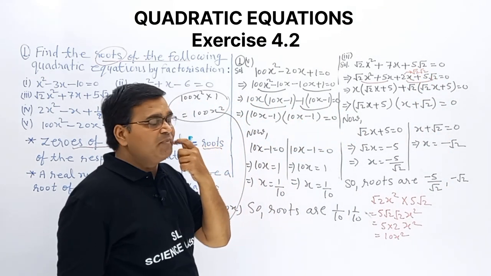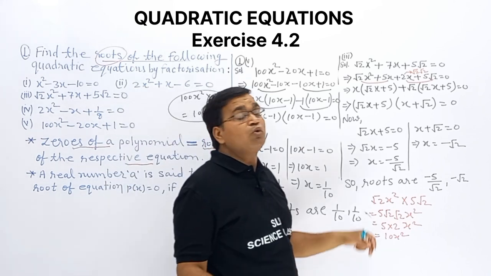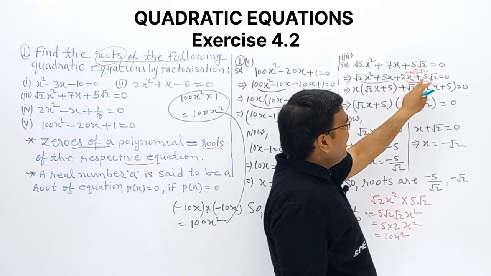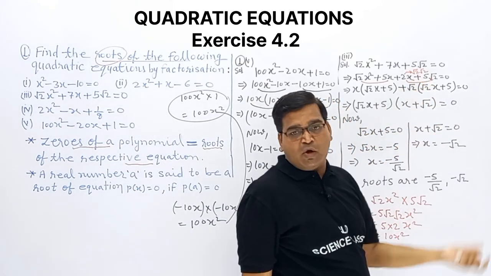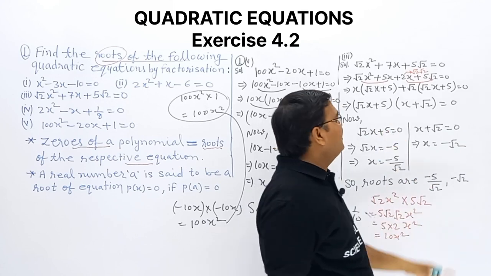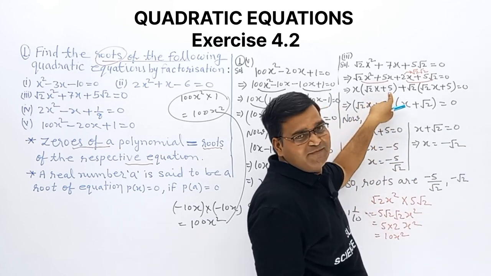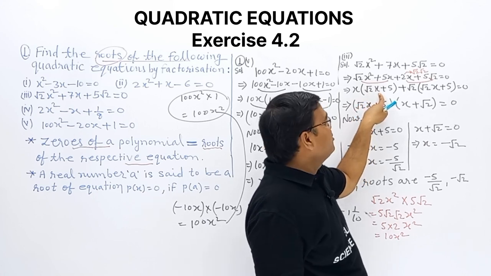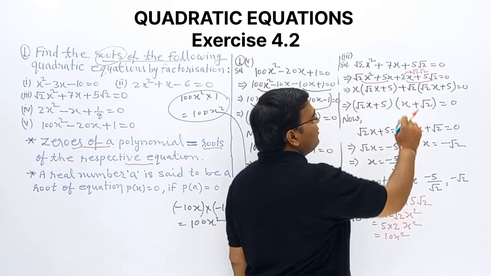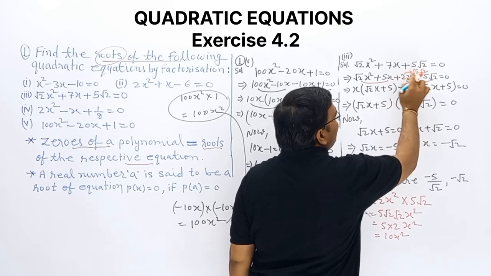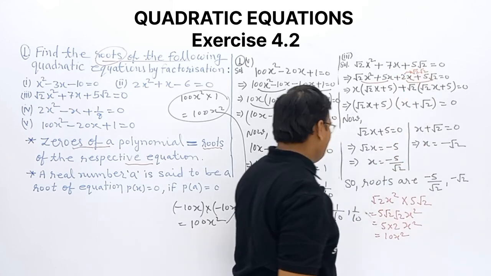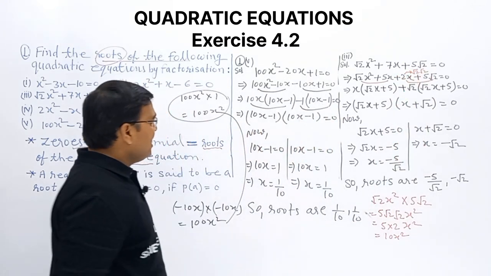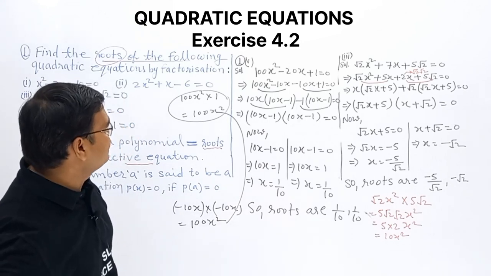Are you getting what I am saying? We want a common one. So by observing, we want this bracket to match, and in this bracket root 2x is the first term. So we want this one. So how will we do it? We will write this 2 equal to root 2 into root 2. Then what are we having? Observe.